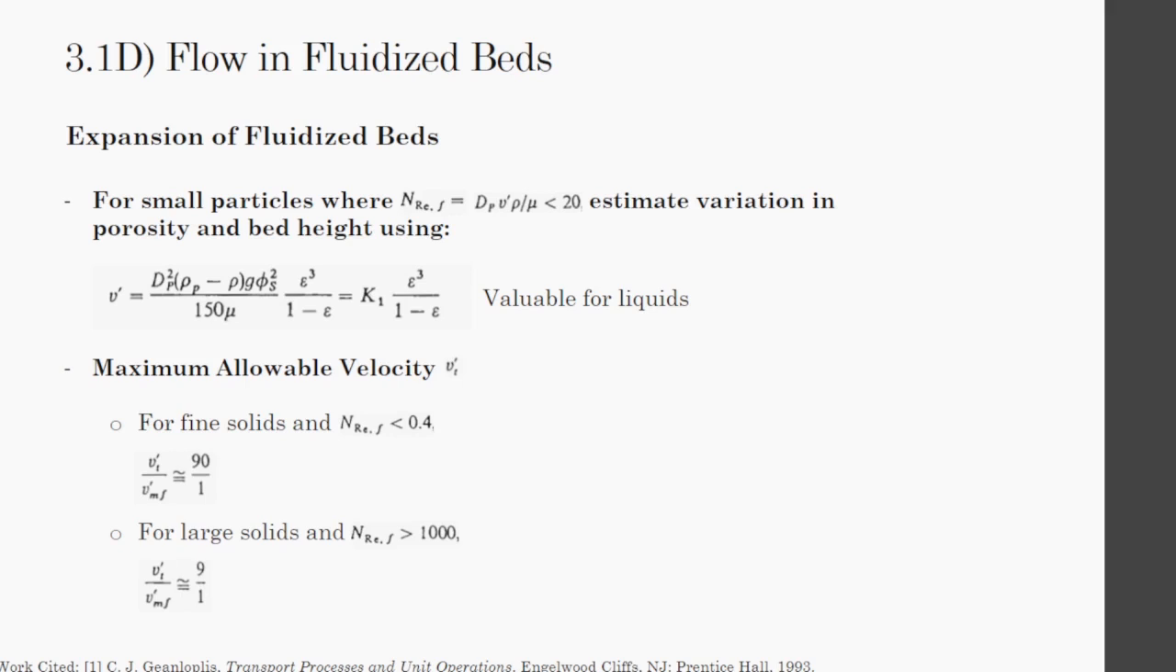So additionally, you also have that for the case of large solids and where the Reynolds number of the fluid is over 1,000, you have a similar relationship in which you could also calculate your V prime T given that the Reynolds number is larger than 1,000 and that your V minimum fluidization value is given in your problem statement.